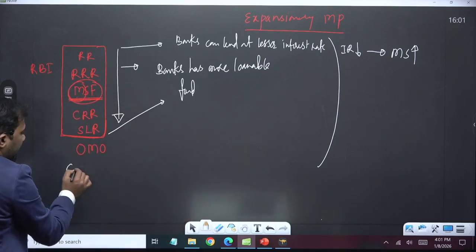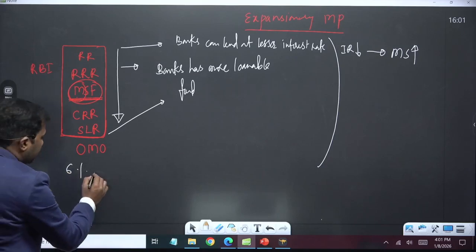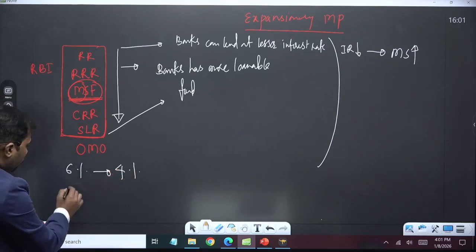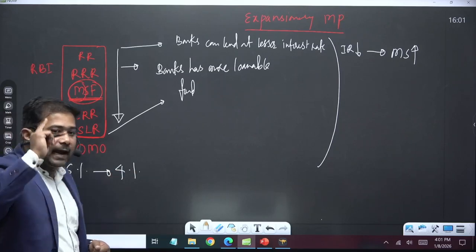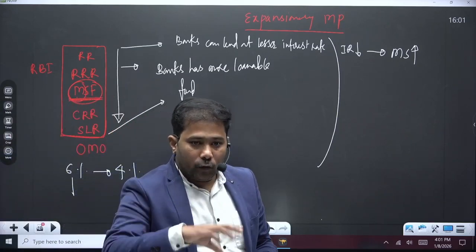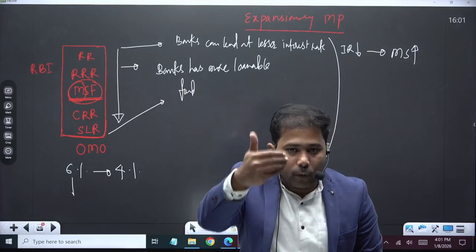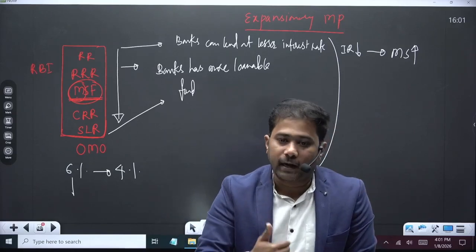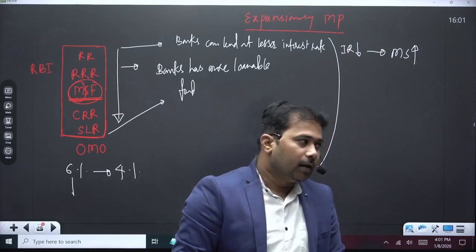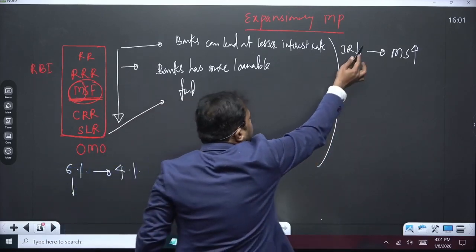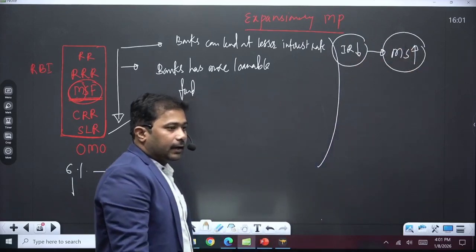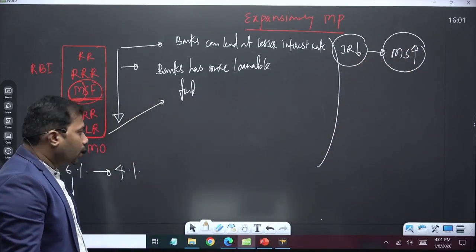Suppose the repo rate is 6%, and it is reduced to 4%. During 6%, banks are lending at 12%. During 4%, when the repo rate has reduced, they can lend at 10% or 8%. So interest rate decreases and money supply will increase.